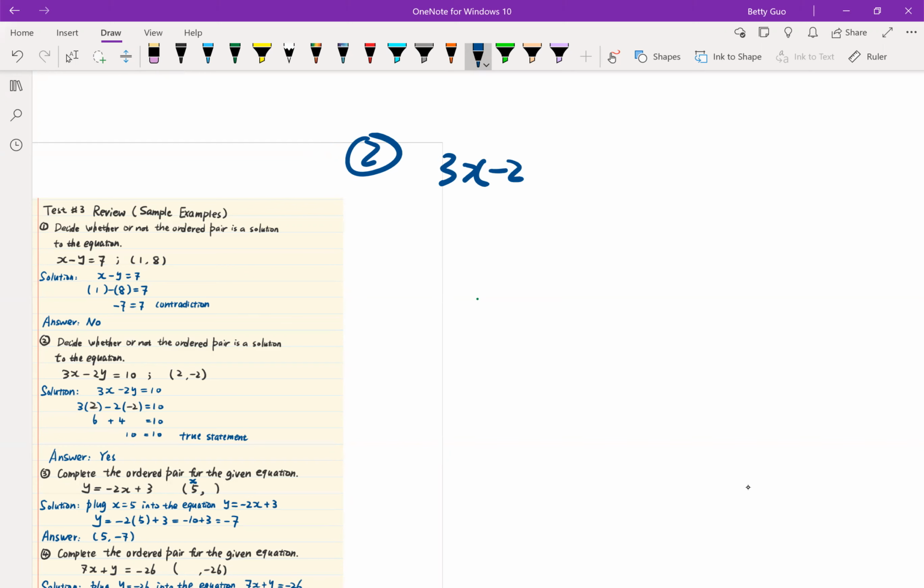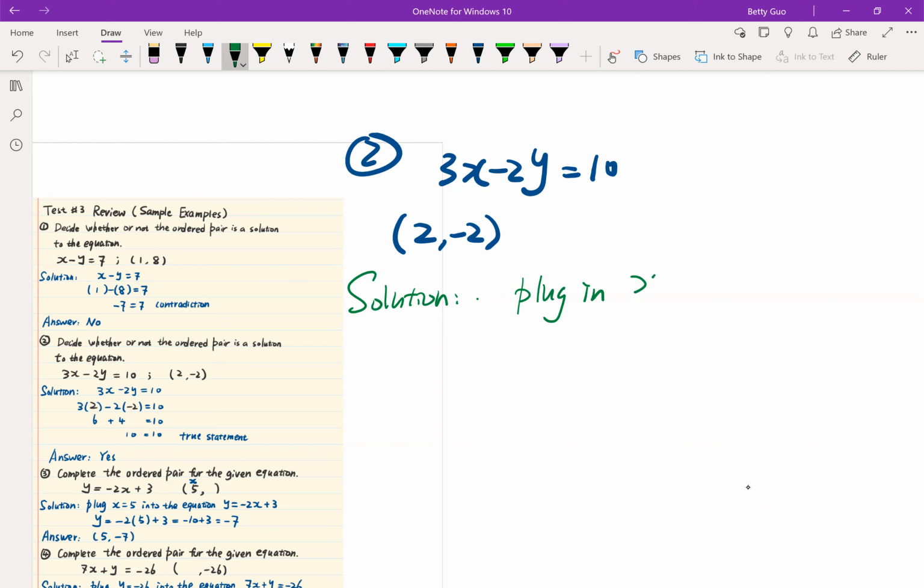This equation is 3x minus 2y equals 10. The given ordered pair is (2, -2). Please plug in. So tomorrow, the first 2 problems are to determine if the given ordered pair is a solution of the given equation or not. You simply just plug in. This time x equals 2, y equals -2. Be careful with the sign.